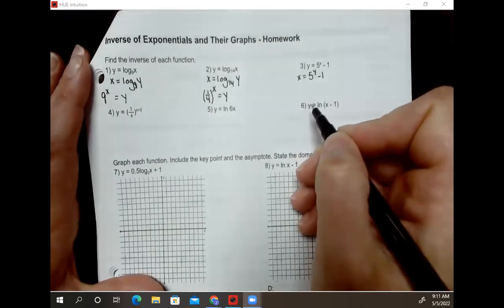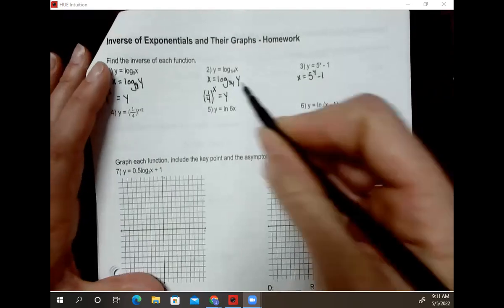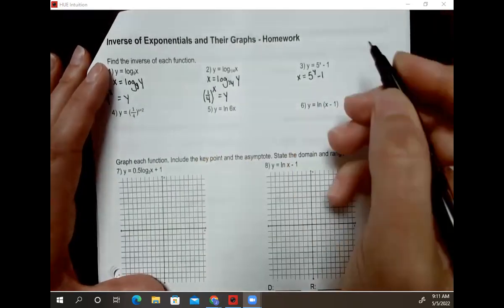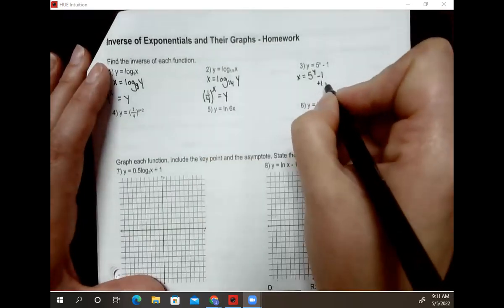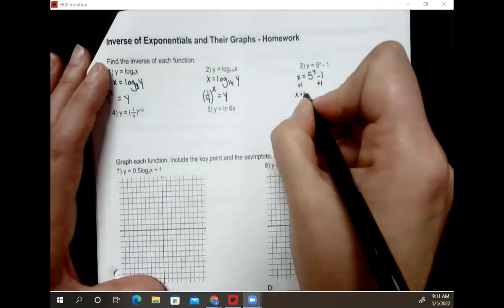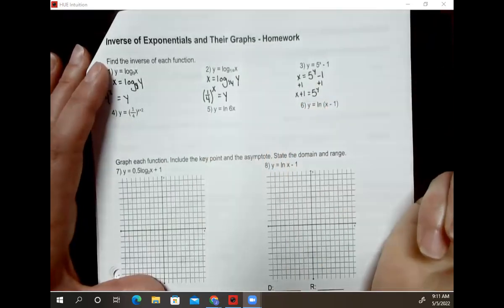So before I can rewrite it, I need the thing with the exponent by itself. Anytime I'm rewriting, I need the log by itself, or I need the thing with the exponent by itself. So that means my first step here is going to be to add 1 to both sides. So I get x plus 1 equals 5 to the y power.